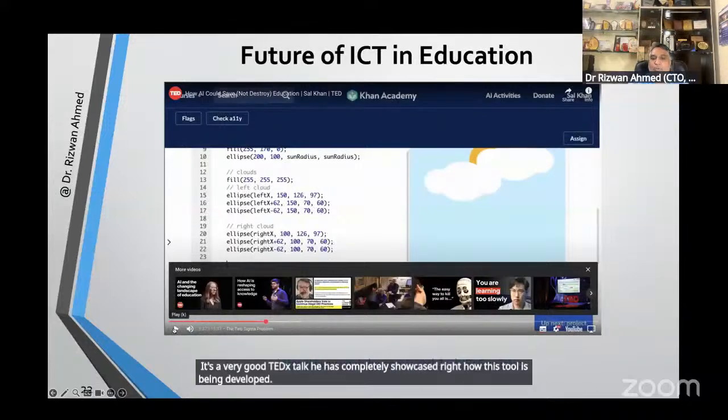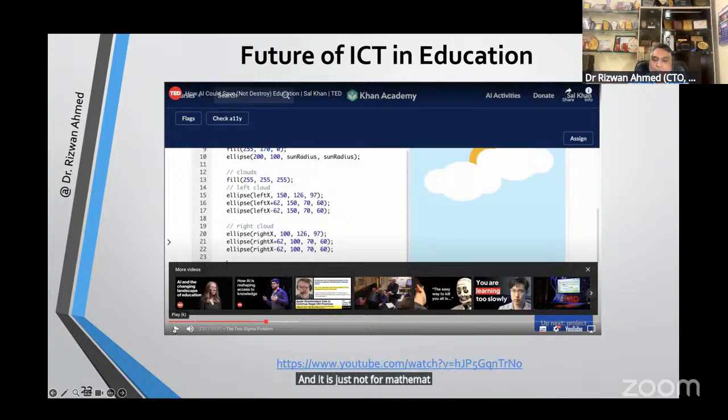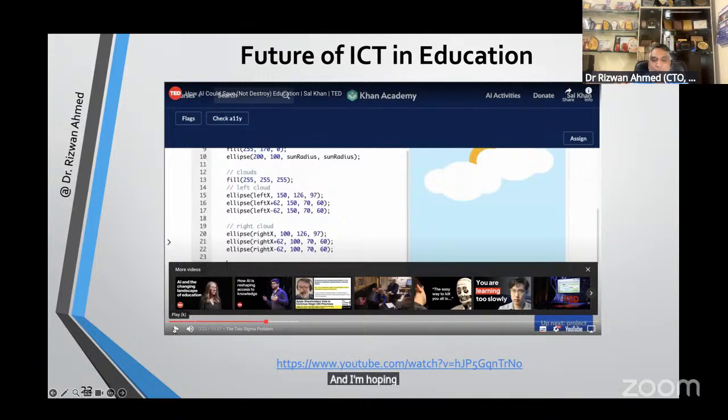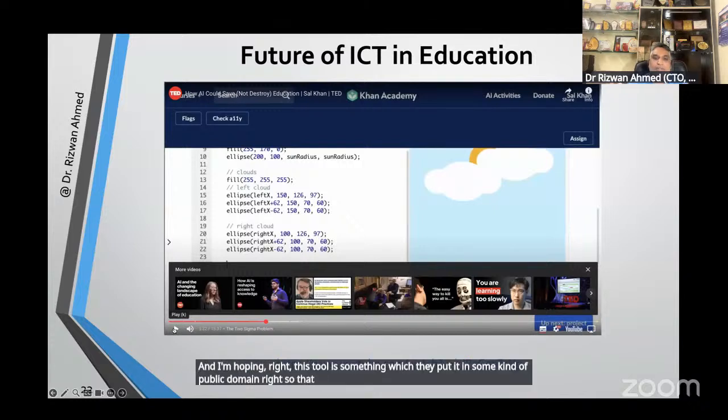And it's not just for mathematics. They're developing it across all subjects which are out there. And I'm hoping this tool is something which they put into some kind of public domain, so that instructors like you and me could utilize this tool in a good way, so that in a way, the teaching learning process becomes better.